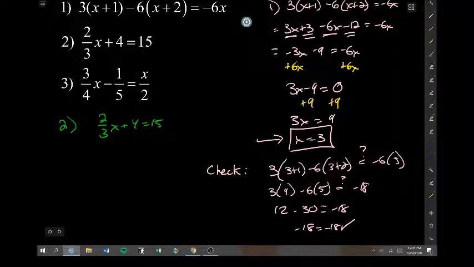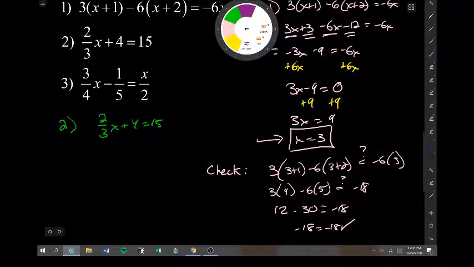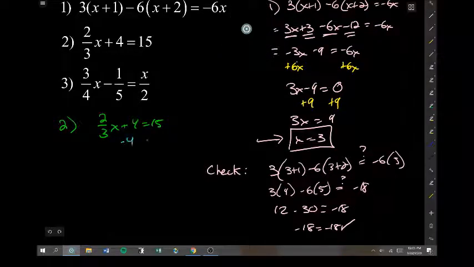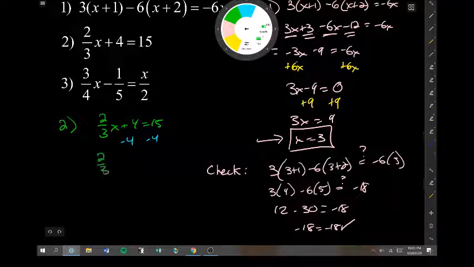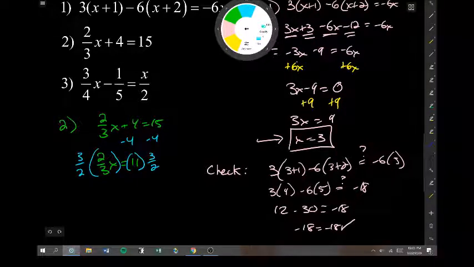This one, I just want us to make sure we can handle fractions. What's a good color I've not done in a while? Here we go. I'm going to subtract 4 from both sides, which gives me 2/3 x equals 11. Remember, I never divide by a fraction. I multiply by reciprocals. So x equals 33 over 2, because that was 11 over 1.